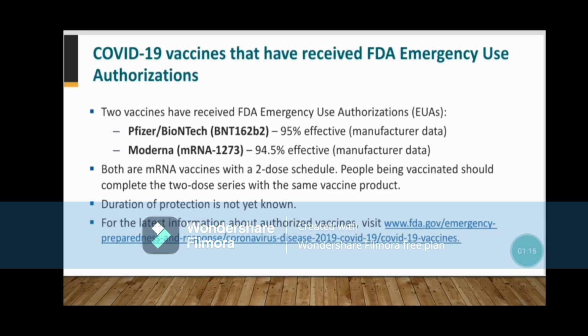Let's talk about these two vaccines. These are Pfizer-BioNTech, BNT162b2, 95% effective, as manufacturer data tells. Second one is Moderna, mRNA-1273, 94.5% effective, manufacturer data also tells that. Both are mRNA vaccines with a 2-dose schedule. What is a 2-dose schedule in these vaccines? We will talk about this in the next slides. People being vaccinated should complete the 2-dose series with the same vaccine product to get full immunity. Duration of protection is not known yet.